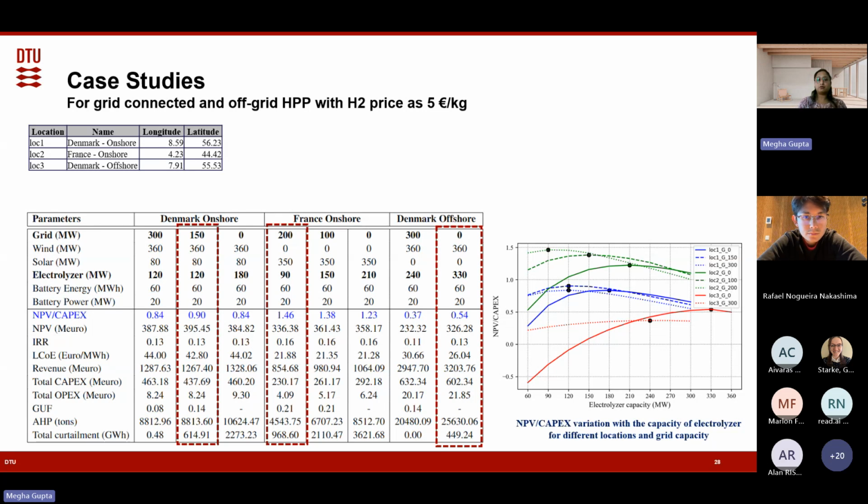While in France onshore, higher grid connection is preferred with a 200 megawatt of capacity and a small electrolyzer, probably because the electricity prices in France are higher, so it is more profitable to earn revenues from the electricity market than producing hydrogen. While in Denmark, onshore grid capacity was 150 only, and electrolyzer was a bigger one than the France onshore. So these kind of studies all can be modeled in HyDesign, and we can find out at what location which configuration makes more sense.